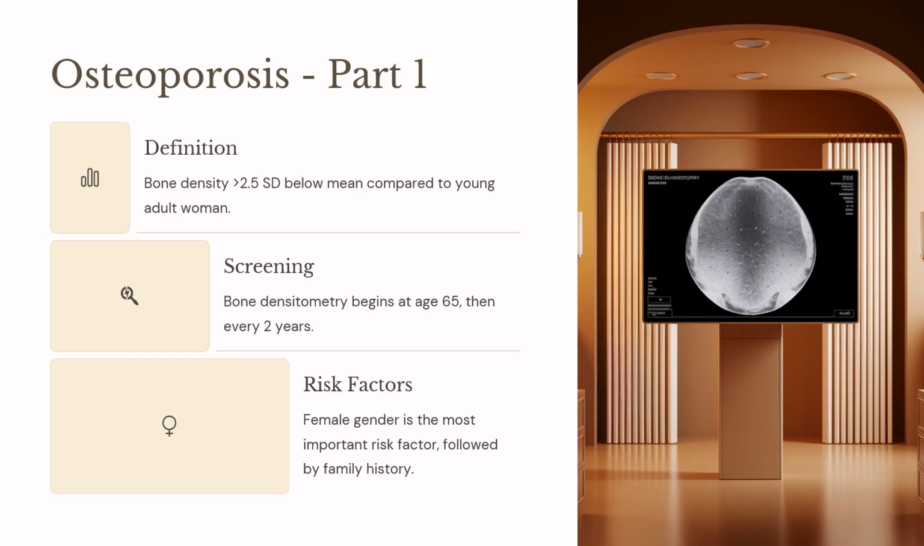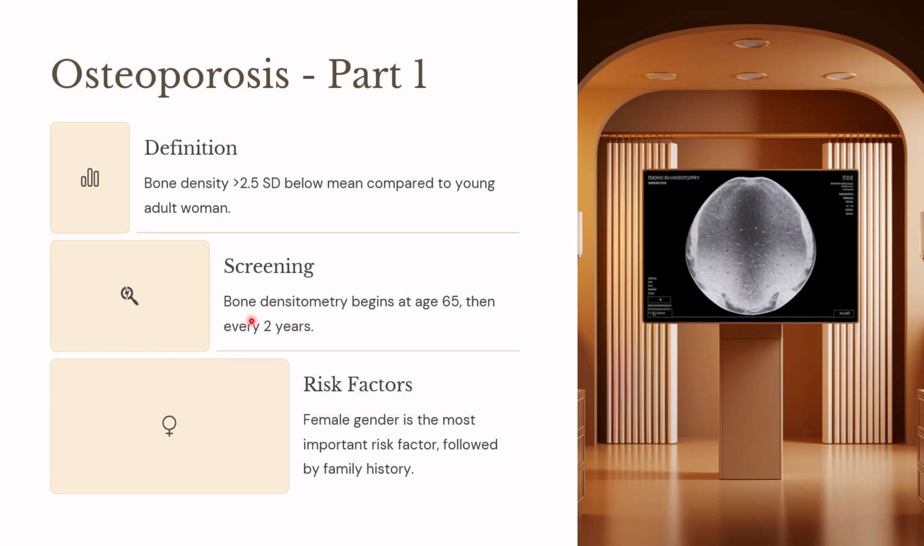Let's start with osteoporosis. In osteoporosis, what is the definition? Here, the bone density is decreased. How much? When the bone density is more than 2.5 standard deviations below the mean compared to young adult women, then that is osteoporosis. So in old age, bone densitometry should begin at age 65, and it should be followed up once every 2 years.